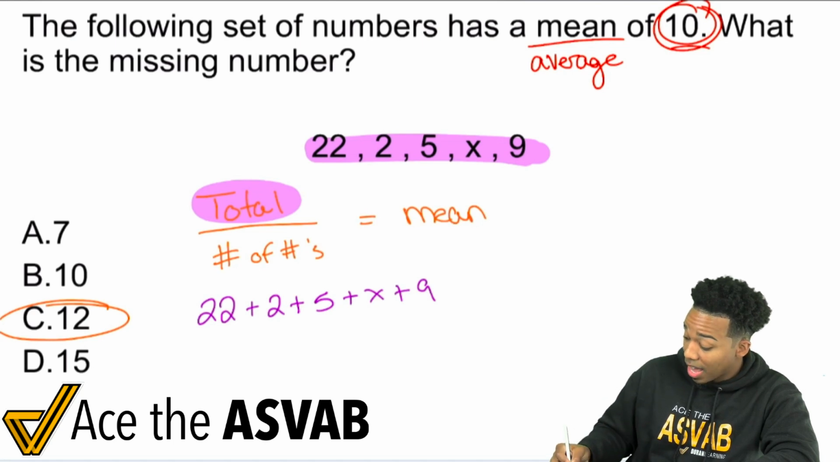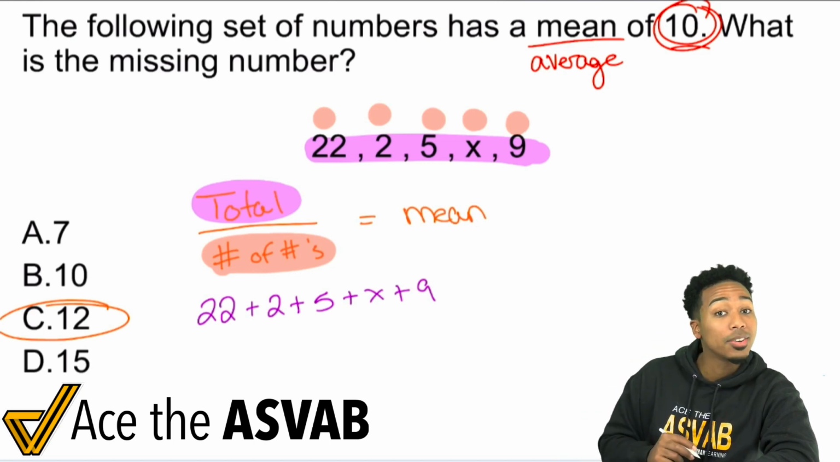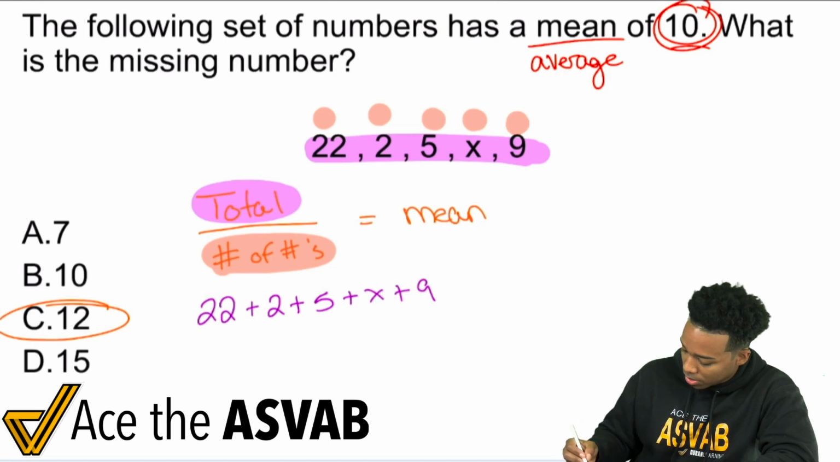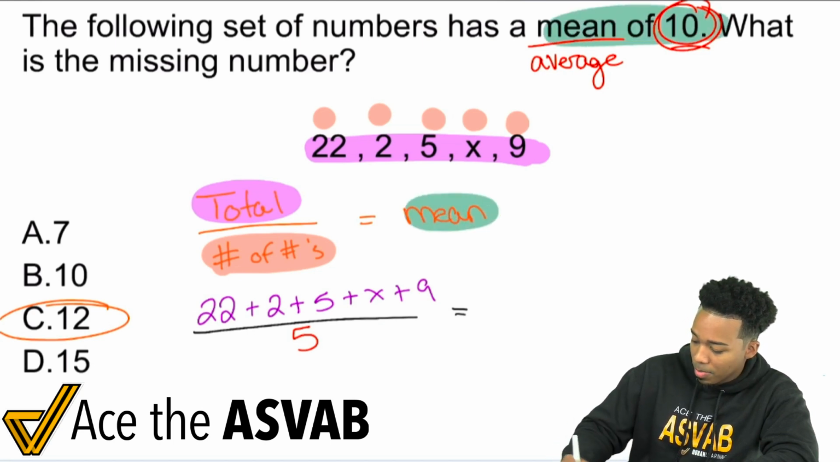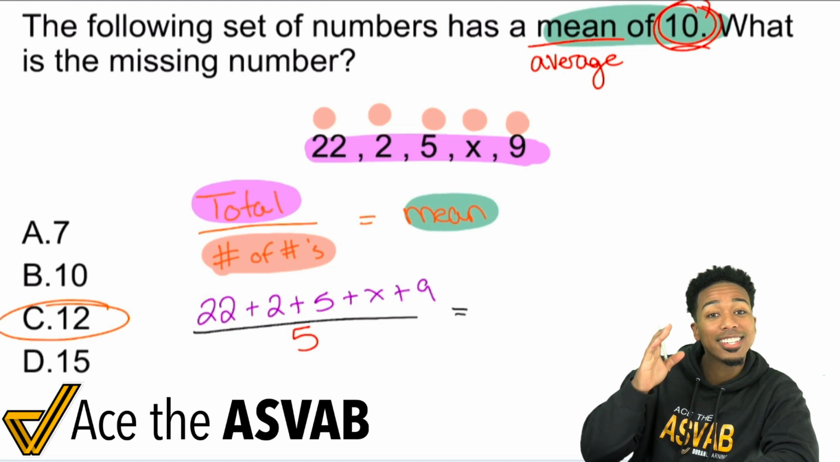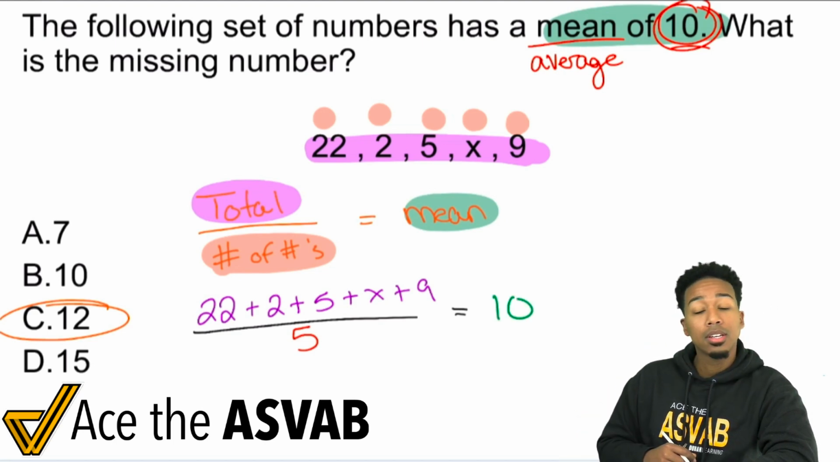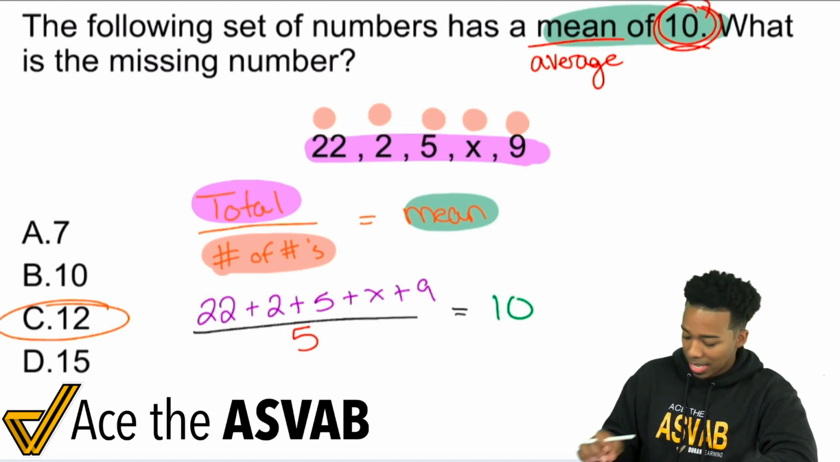Then you're going to divide that by the number of numbers. 1, 2, 3, 4, 5. Yes, you are going to count x. You don't know what it is yet, but it does count. So you have 5 numbers here divided by 5. And when you add all of that up, you're supposed to get your mean. They give you the mean right there. That is 10. So here is a plug and play right there. And now all you're going to do is solve this equation.